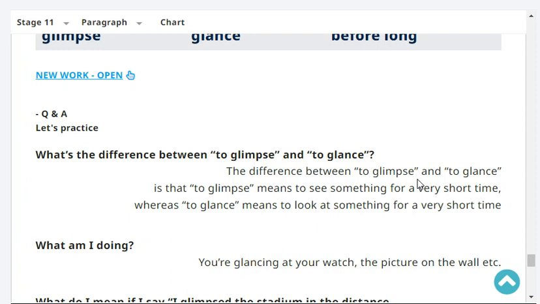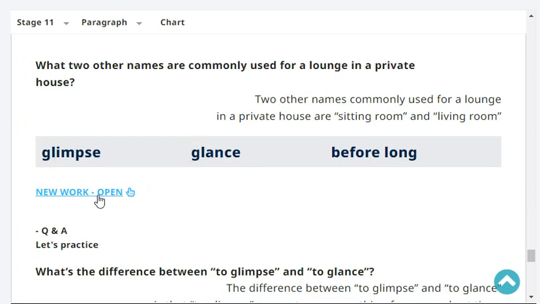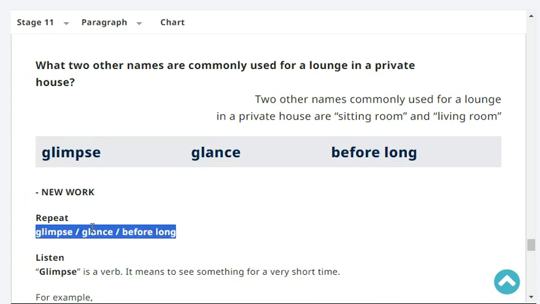Okay, so that's the end of our revision. Let's have a new word. Okay, repeat. Glimpse, glance, before long. Very good.